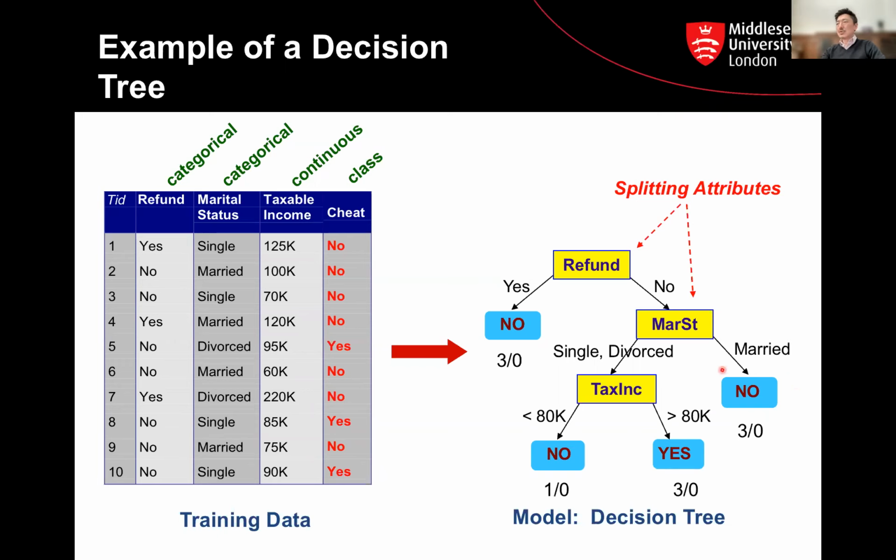And finally, for those that are divorced and single, they have a mix. And again, then you can divide the remaining ones belonging to this category based on the taxable income. You can say, okay, if it's less than 80,000, it will be no. And if it's greater than 80,000, it will be yes. Okay. So that's your final model. And then if you have any new data, you can just follow the path and get your answer.